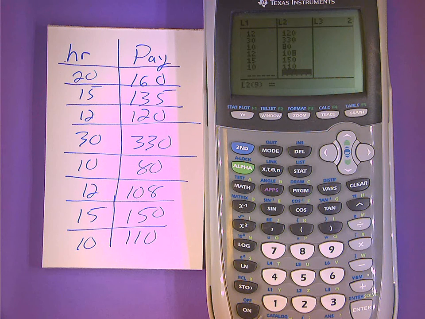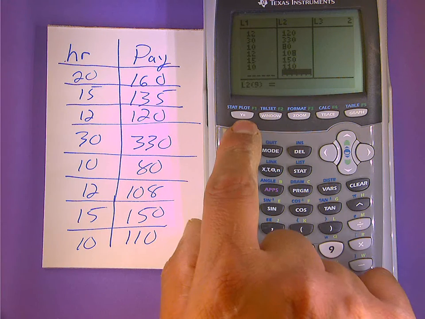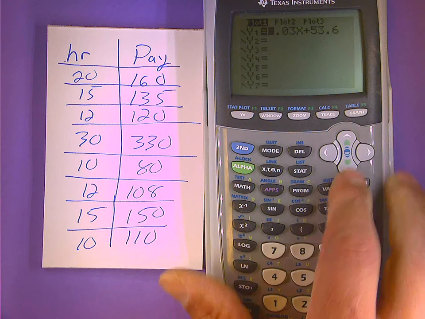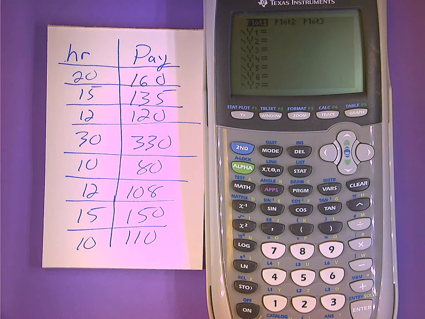Once you're finished entering your data, we need to tell the calculator to display the data. Assuming your calculator is properly set up, this is a very simple procedure. You're going to hit your Y equals button, clear anything you see down under Y1, Y2. Don't want to see any equations that are distracting from what we're looking at.